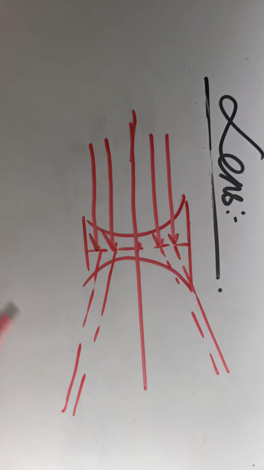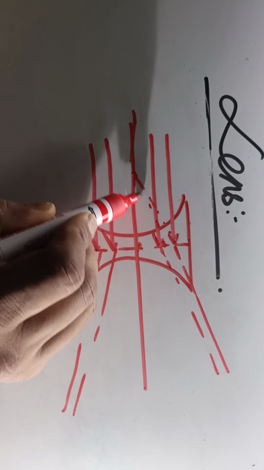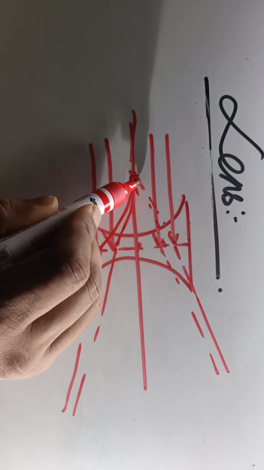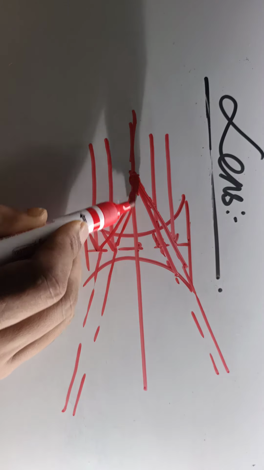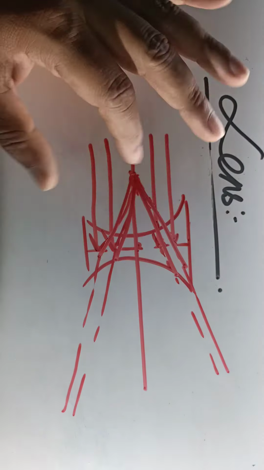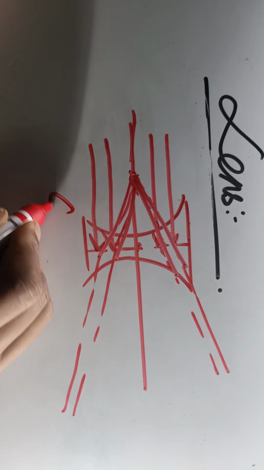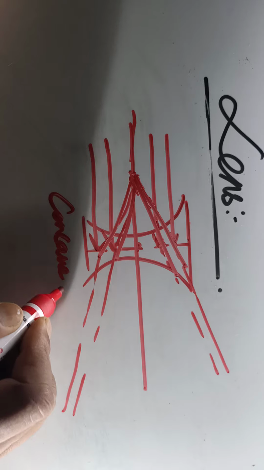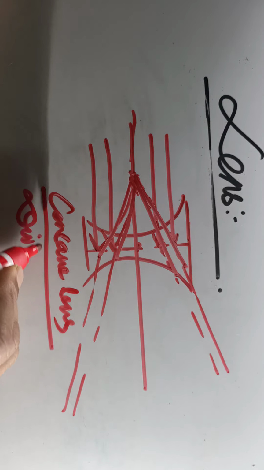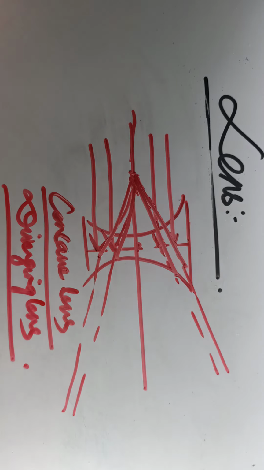They tend to bend in another direction, and it appears that all these rays of light appear to be coming from a single point here. They are diverging in different directions. Therefore, concave lens is also called a diverging lens.